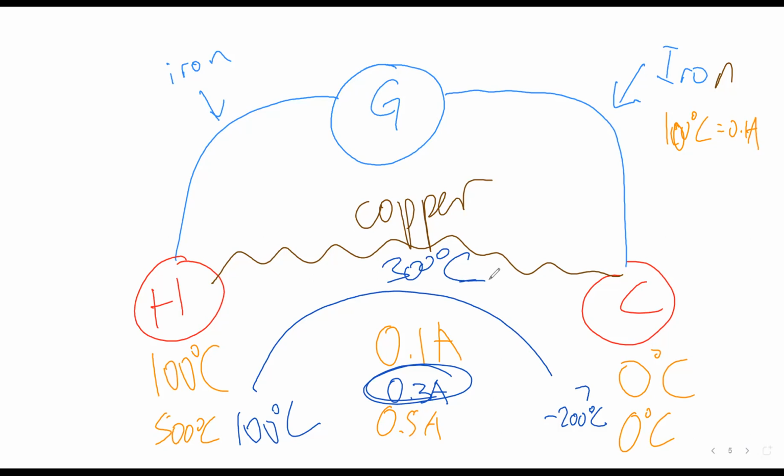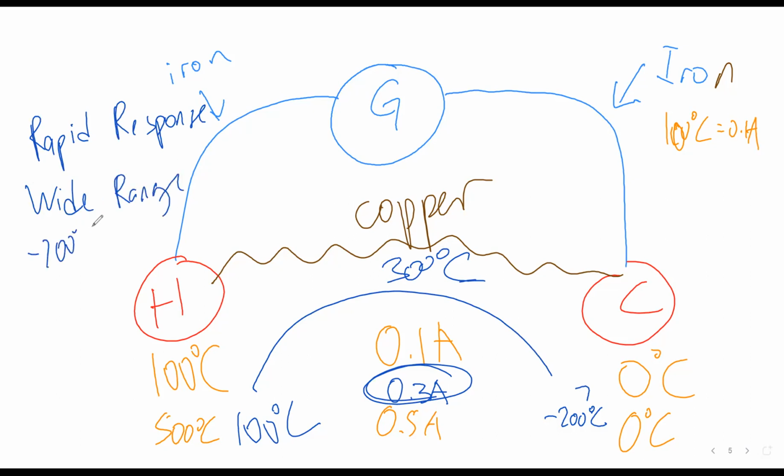If they talk about thermocouple, they'll ask, what's the benefit? Why do I want to use something so complicated? Fast response, good. And wide temperature range. Basically, you can measure anywhere from negative 200 degrees Celsius to 1100 degrees Celsius.